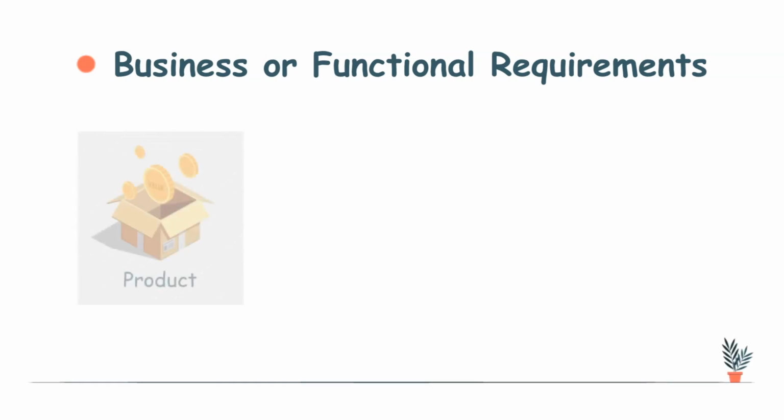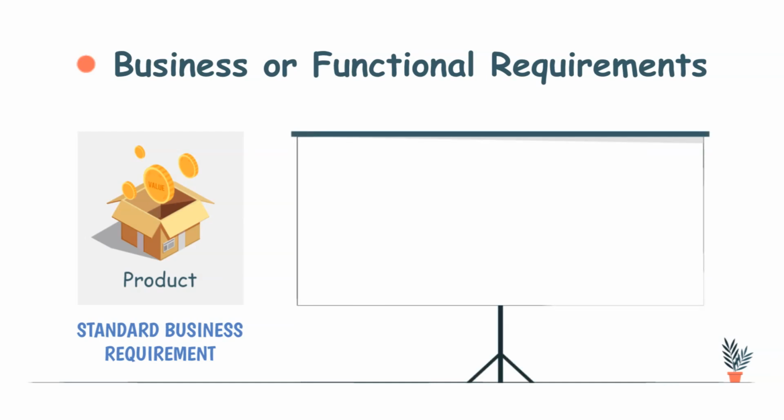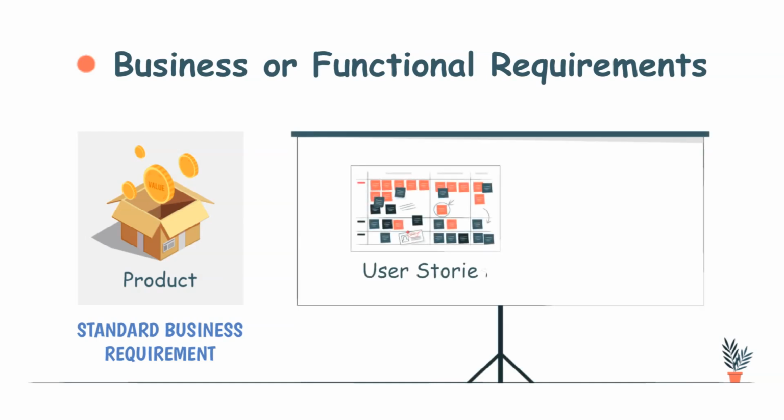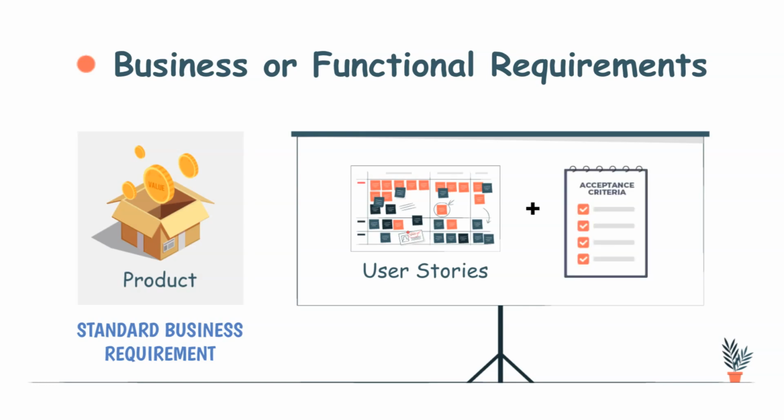This is the standard business requirement that is assumed to carry value in the product as functionality, and this can also be written in the form of user stories, and it carries acceptance criteria as well. Meeting acceptance criteria is the most important part of the definition of done.